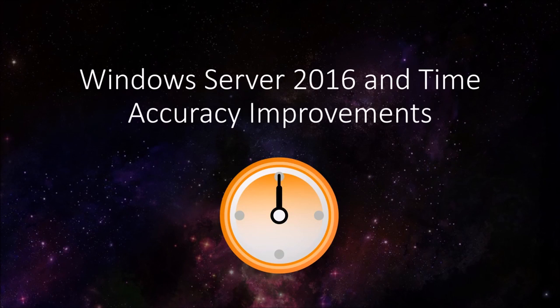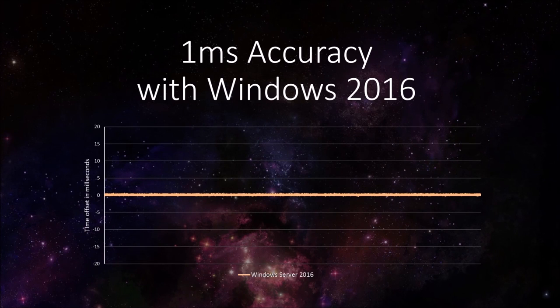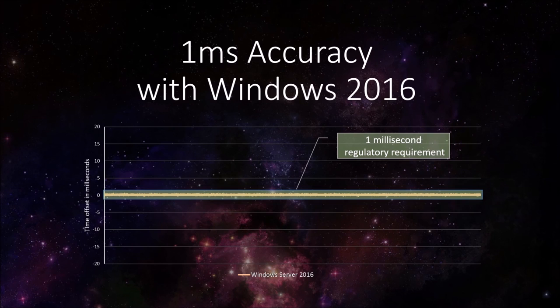Time accuracy in Windows Server 2016 has been improved. Let's discuss the improvements and learn how to achieve the best accuracy in your environment. Under the right conditions, you can achieve 1 millisecond accuracy with regard to UTC, which can help you meet regulatory requirements. And the best part is that you get this accuracy in your domain with minimal effort.